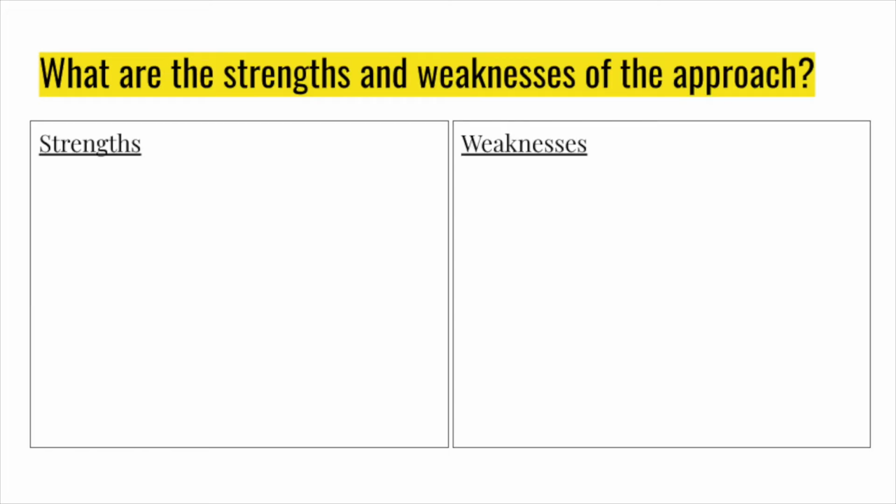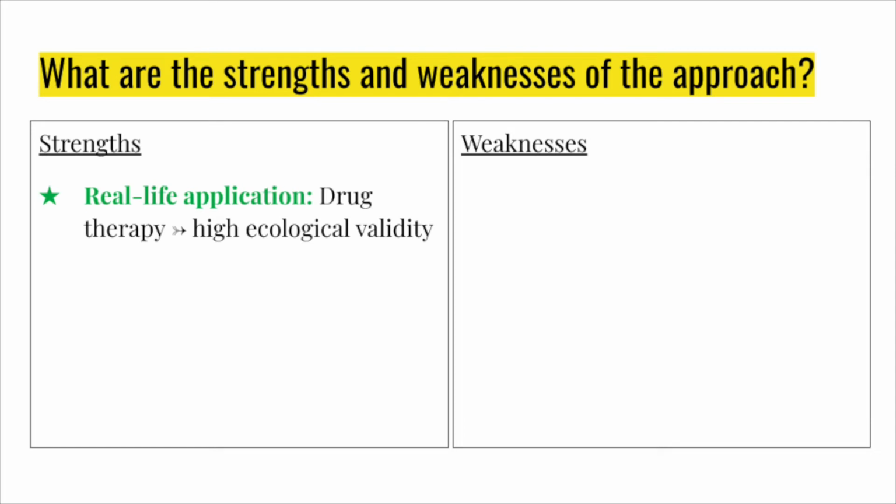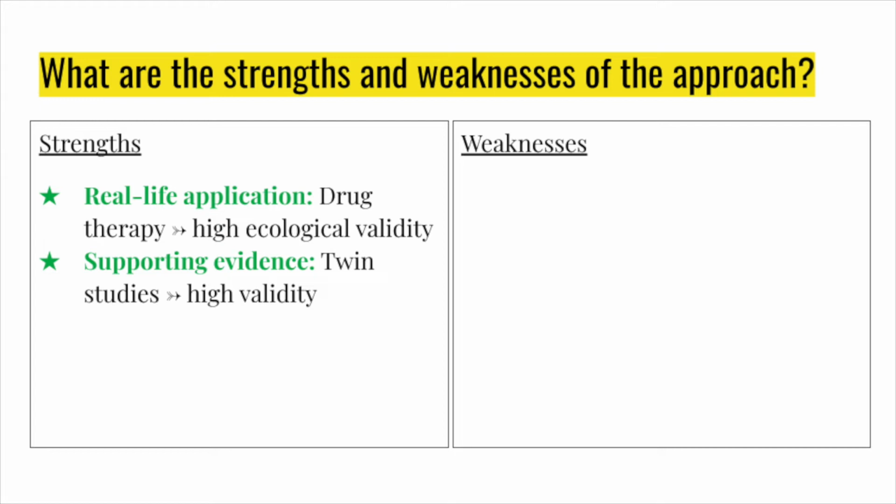So what are some of the strengths and weaknesses of the approach? Well, a strength is a real-life application. For example, drug therapies such as SSRIs were developed as a result of the biological explanation of OCD. This is a strength because such therapy treats people and improves the quality of their life in the real world, therefore increasing the ecological validity. Furthermore, twin studies support the genetic explanation of OCD. As such, studies support the idea that the greater the genetic similarity, the more likely it is both individuals develop OCD, which essentially means they have high concordance rates.